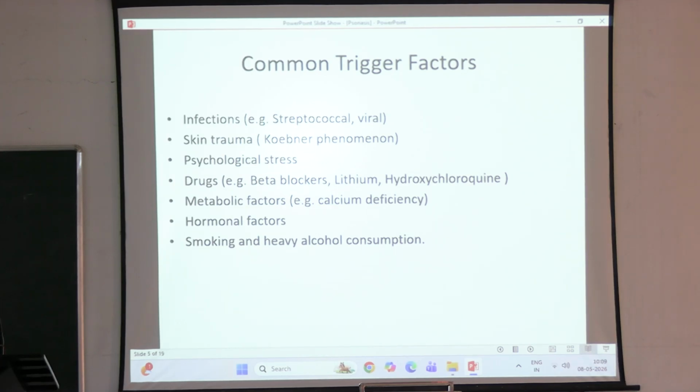Just remember some important triggering factors like infection, that is streptococcal infection and viral infection, skin trauma or skin injury, stress, drugs, metabolic factors like calcium deficiency, hormonal factors, and smoking and heavy alcohol consumption. All are important triggering factors which can exacerbate the disease.